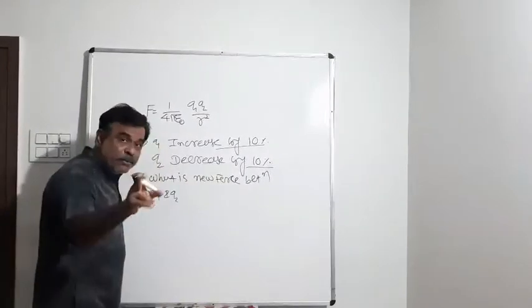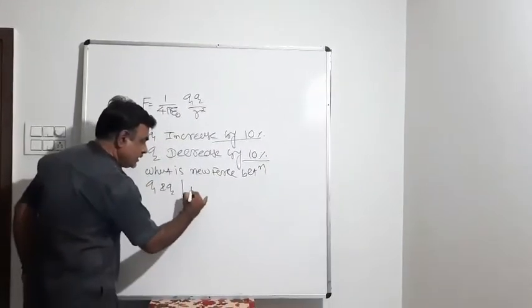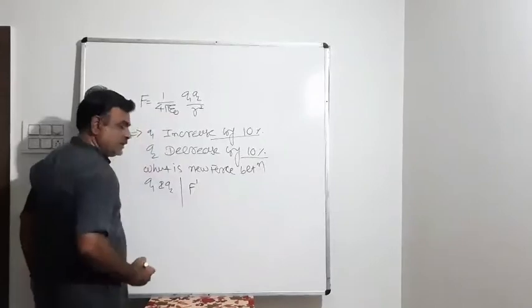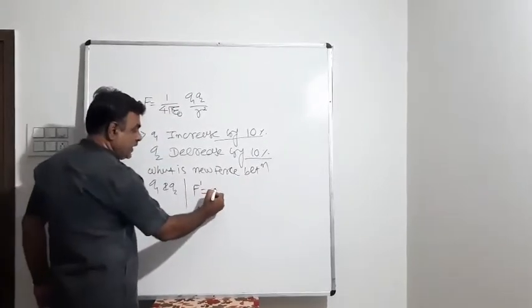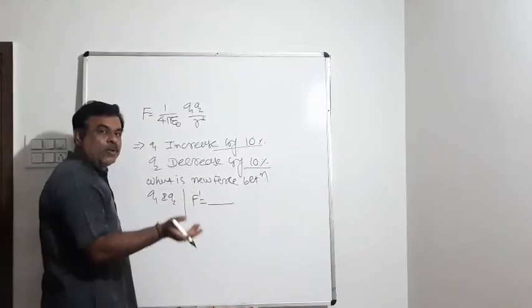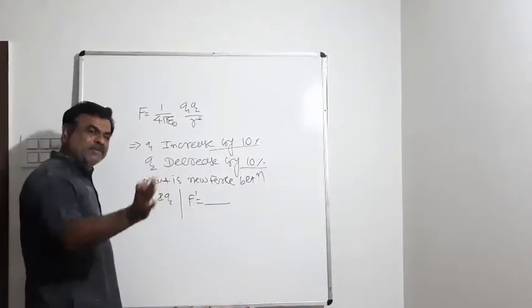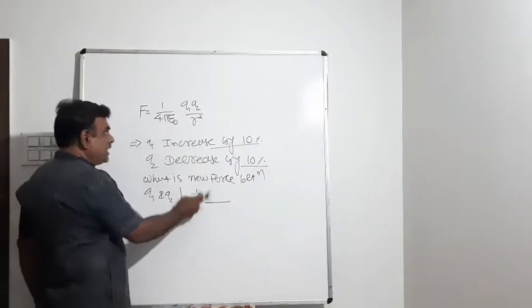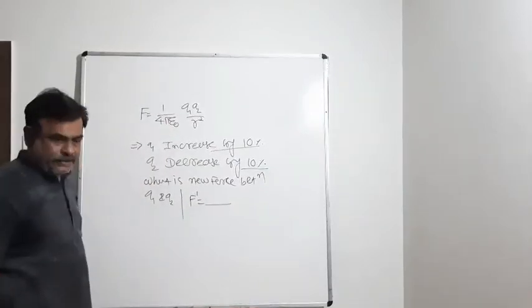How are you supposed to solve this problem? Let's say the new force is F dash. Then you have to get the answer for F dash in terms of F. Means F by 2, F into 2, F into 1.56, something like that. The answer for F dash you are supposed to get in terms of F.